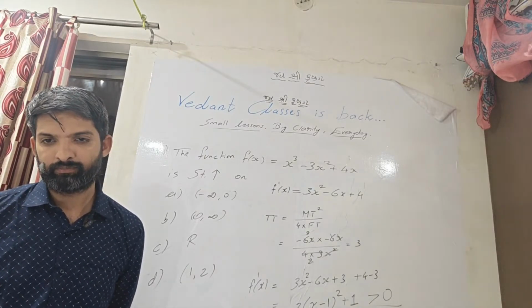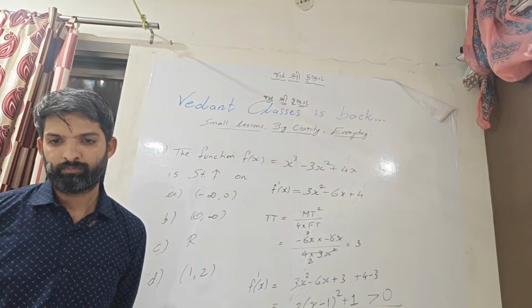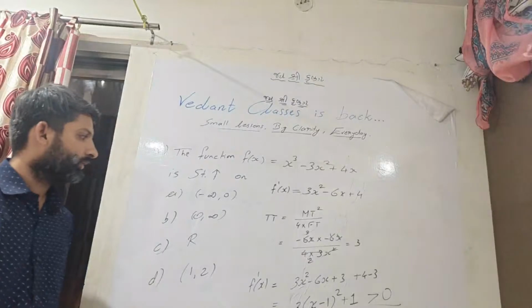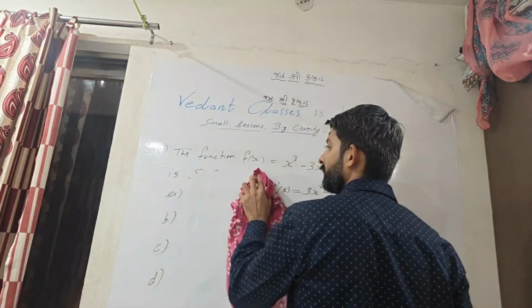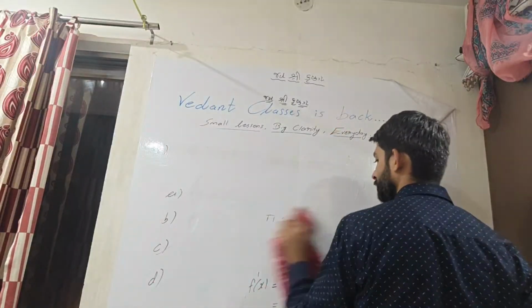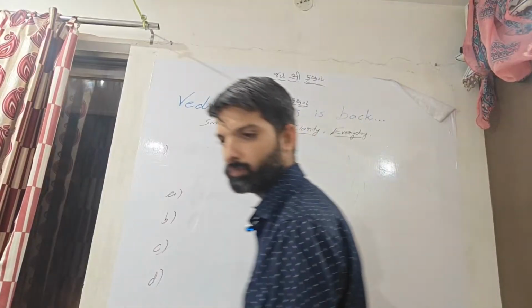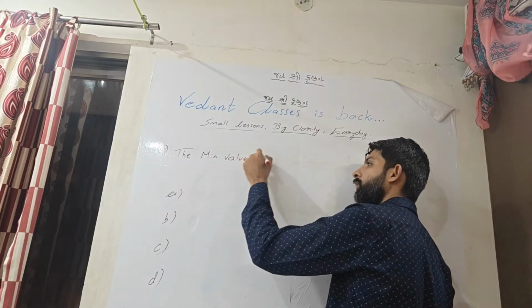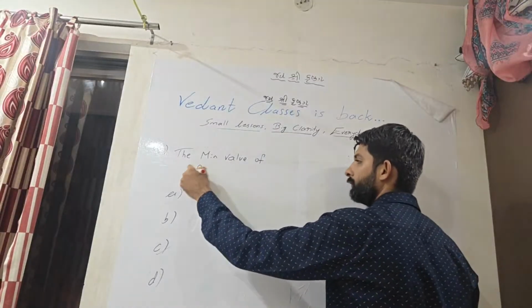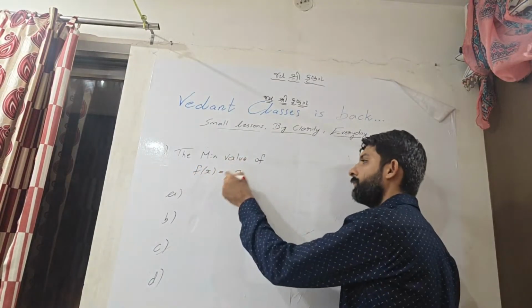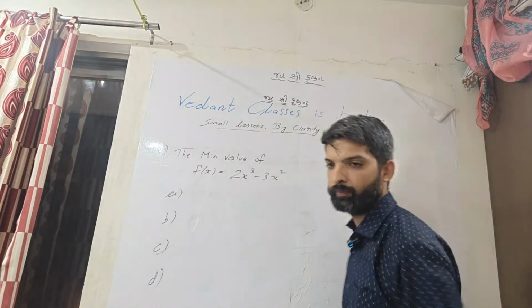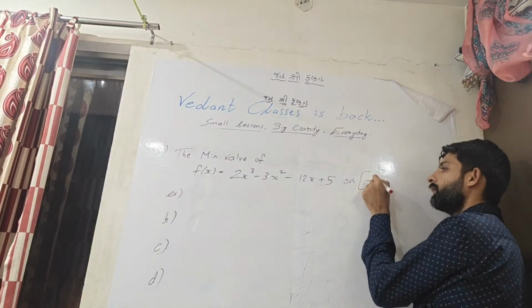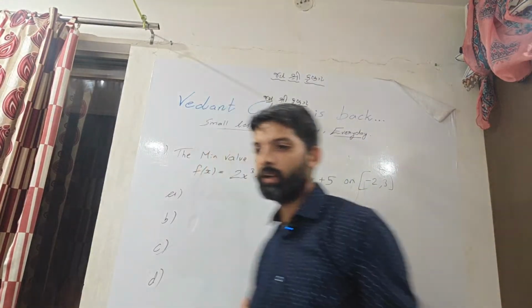All right, let's see the next one. The minimum value of f of x equal to 2x cube minus 3x square minus 12x plus 5 on the interval minus 2 to 3.